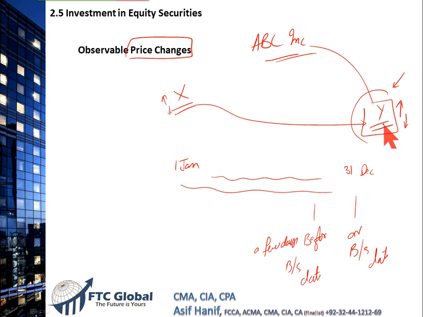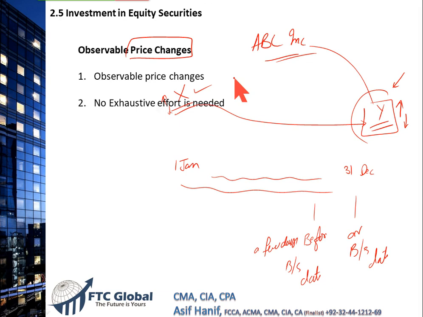That will represent the price against which we will compare the price of our X investments. We just need to make reasonable effort. For observable price changes, we don't need to make exhaustive or extensive efforts to determine the price. If we can find a reasonable benchmark, fine. We don't have to make exhaustive efforts to determine the price changes.